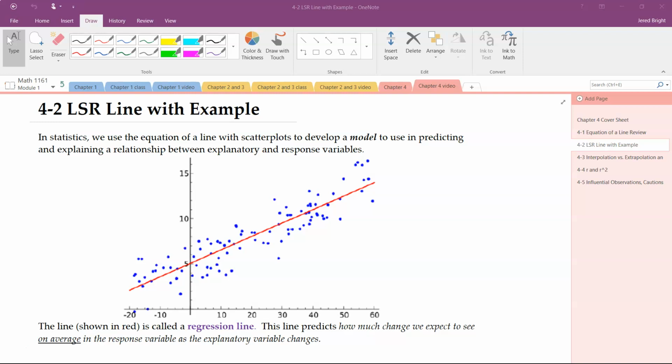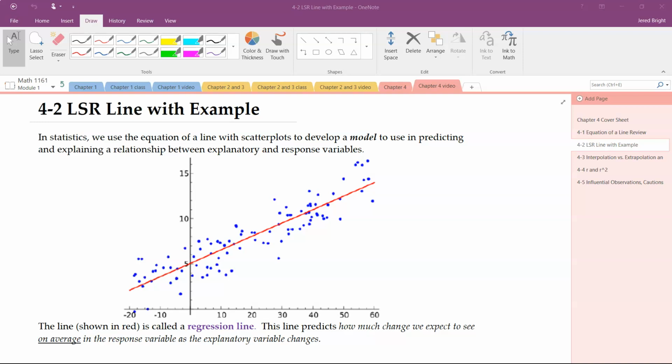So to do that, you can see on this graph we have a scatter plot. The blue dots are shown, and then we have a red line cutting through the middle, and that red line we call a regression line. All regression means is that it's a measurement of the relationship between the explanatory and response variables.